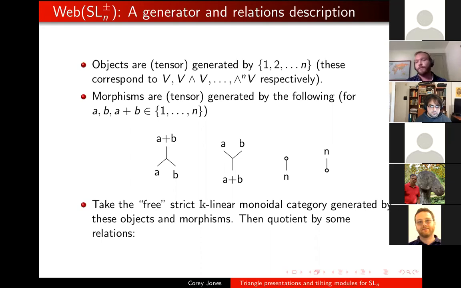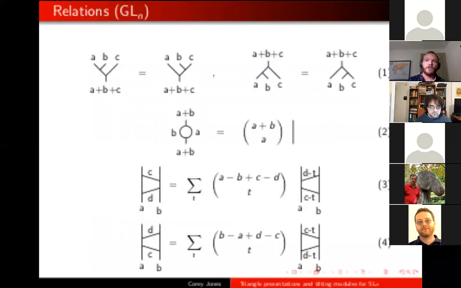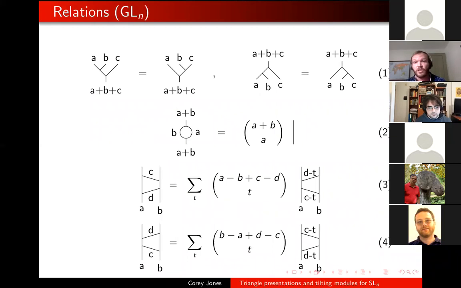So this is a free category, and it's much too free to be interesting or to be able to say anything about it. So then we're going to take that thing and quotient by some relations. This first set of relations I'll call the GL_n relations because they don't involve the little lollipop, the map from n to the monoidal unit. So this first relation you can think of as a co-associativity type relation. The second relation is kind of an associativity thing.